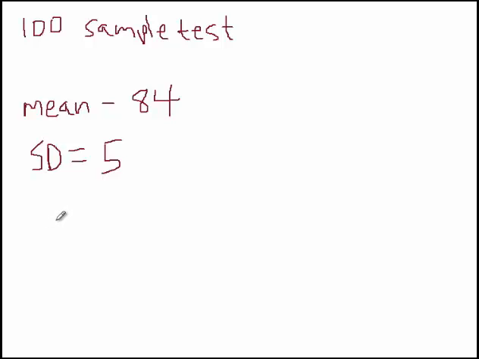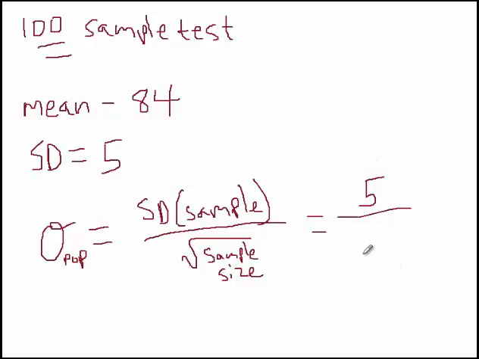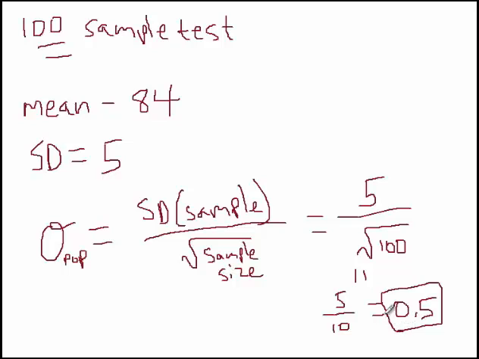The way you figure out the population standard deviation, the standard deviation of the whole thing, our sigma of the population, is you take the standard deviation of your sample and divide it by the square root of the sample size. So in our case, our standard deviation was 5, our sample size was 100, so the square root of 100. Now the square root of 100 is 10, it's plus or minus 10, but for statistical purposes you can ignore the negative value. So it's really 5 divided by 10, and your answer is 0.5, which means your standard deviation of the sample mean is 0.5.